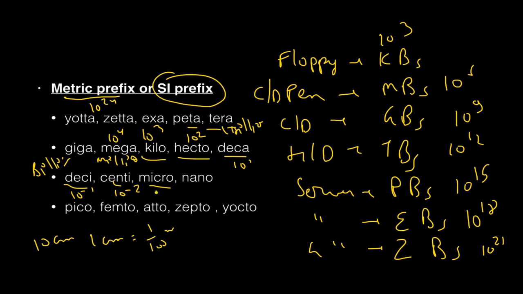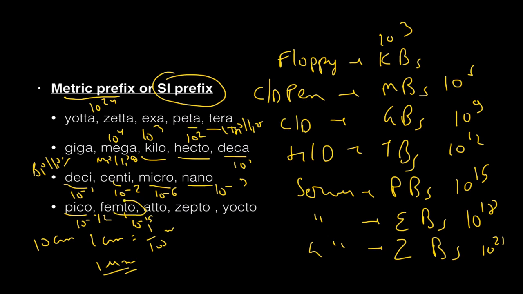And micro means 10 to the power minus, just tell me what is the answer. 6, 1 micron. Is that understood? Then you can use milli also, but it is only used with meter. Milligram and millimeter, you must have heard, 10 to the power minus 3. Then nano is 10 to the power minus 9. Then pico is 10 to the power minus 12. Femto is 10 to the power minus 15.